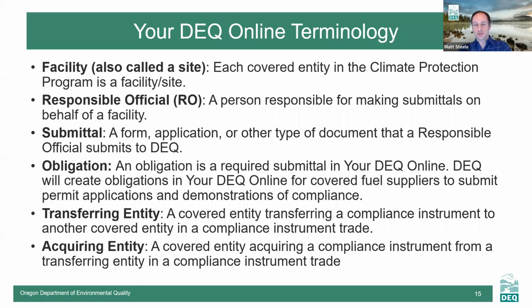An obligation is a specific type of submittal that is created by DEQ and sent out to you that will appear on your own dashboard. This is a submittal that you must submit to DEQ. So for the CPP, this would include things like permit applications or a demonstration of compliance. New to the system now, with our trading platform, we have two terms: the transferring entity and the acquiring entity. The transferring entity is the covered entity that will be transferring compliance instruments to another entity, and the acquiring entity is the covered entity that will be receiving compliance instruments in a trade.